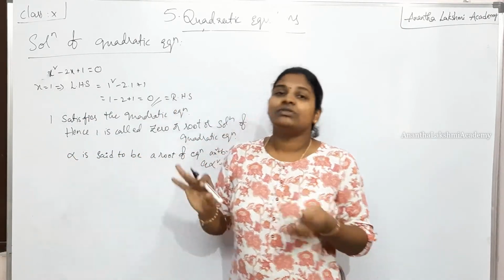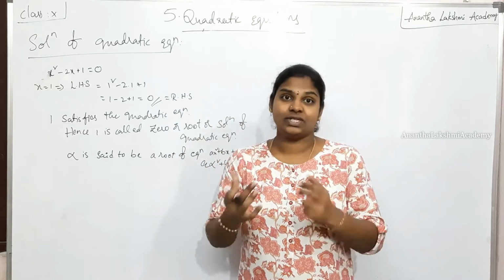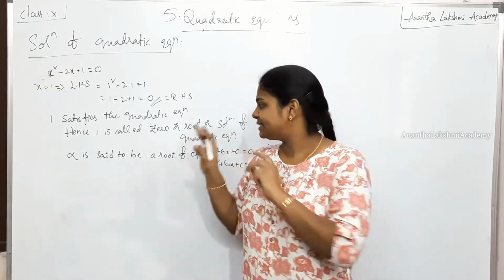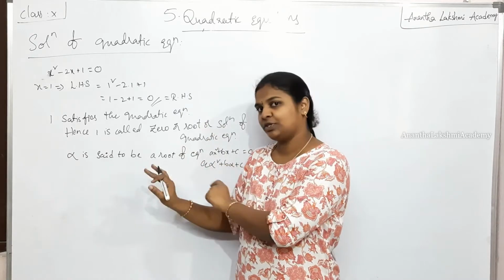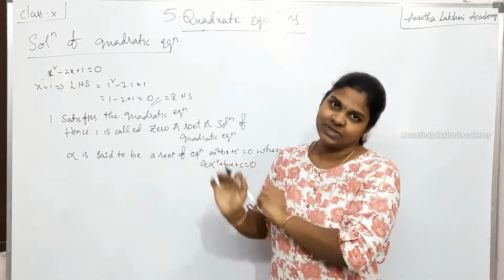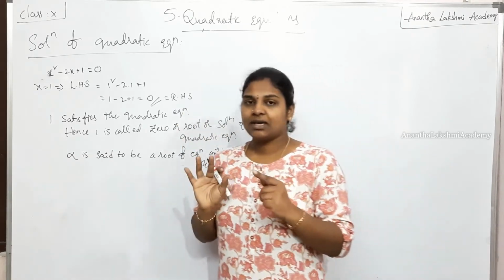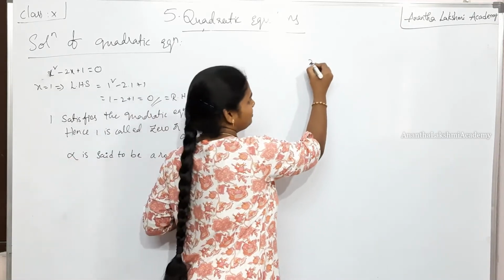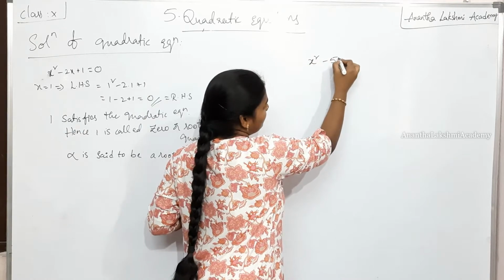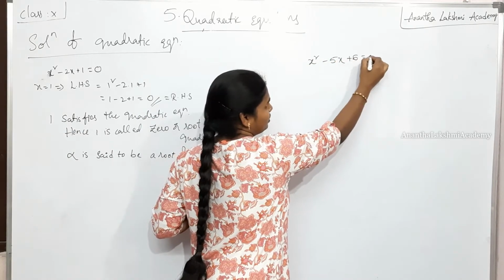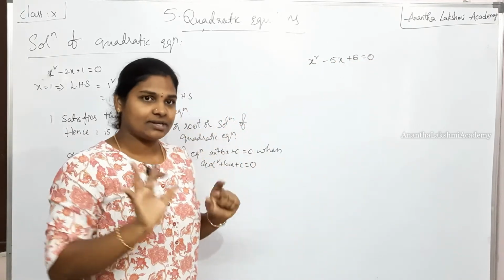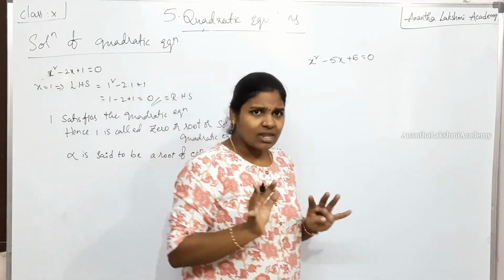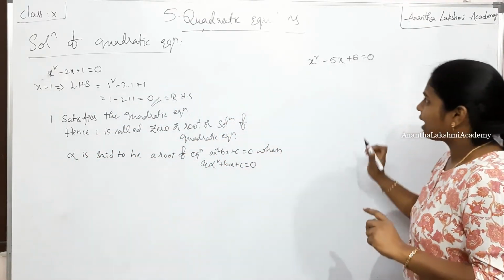The point to be noted is that the concept of zeros that you have learnt in polynomials is the same as the roots or the solutions that we are going to learn in this chapter. One quick recap which I need to give you here is about the factorization method. x square minus 5x plus 6 is equal to 0. You guys are familiar with the factorization method, but let me give you a quick recap of this.